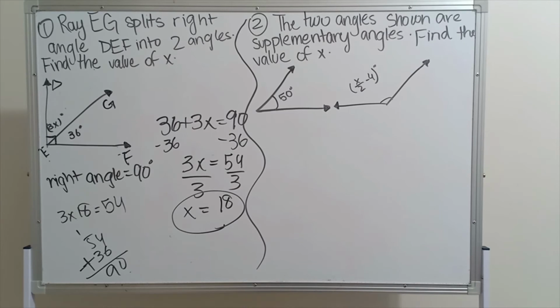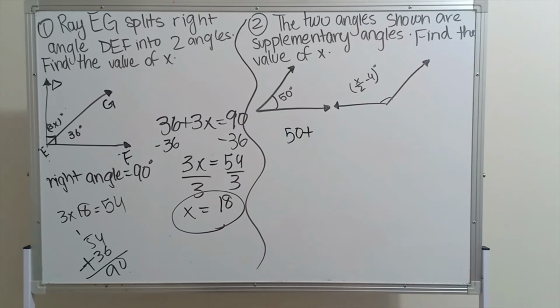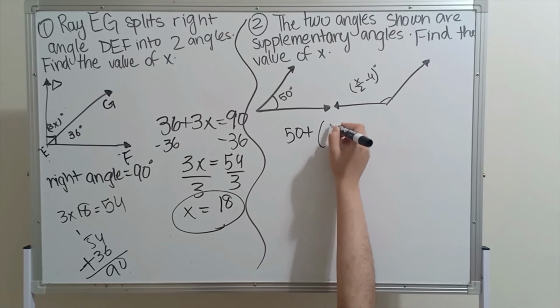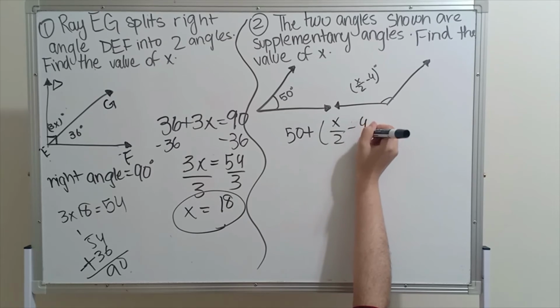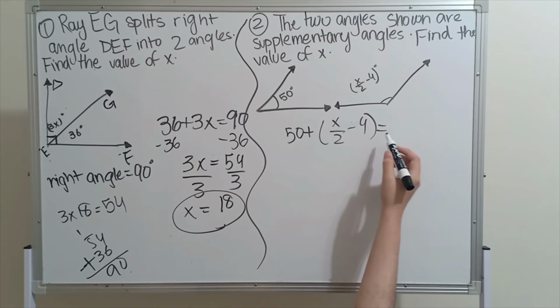Then we have the next question. It says the two angles shown are supplementary angles. Find the value of x. Remember, supplementary angles have a sum of 180. So what we know is 50 plus (x divided by 2 minus 4) will give us a sum of 180. We can write that equation down: 50 plus, in brackets, x over 2 minus 4, equals 180.